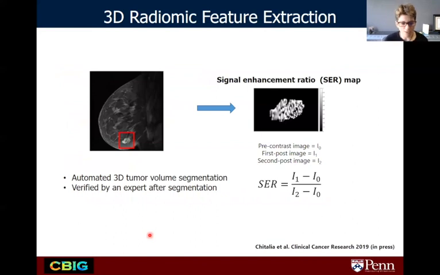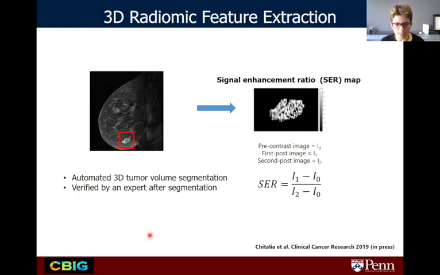So as I mentioned, the first step in this analysis is always segmentation, and we have a fully automated 3D volume segmentation method that was also verified by an expert afterwards. To account a little bit for the differences in scanner acquisition, we first computed the conventional signal enhancement ratio, which basically takes the difference for every post-contrast image to the pre-contrast image, and in that way kind of evens out any systemic differences in the acquisition across different scans.